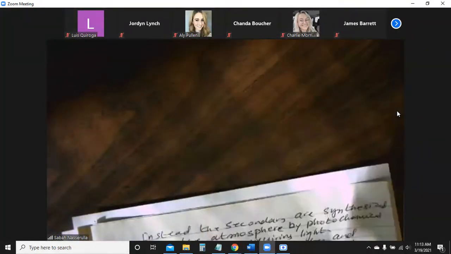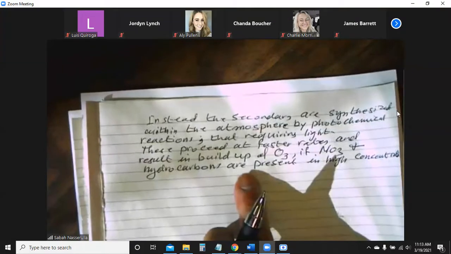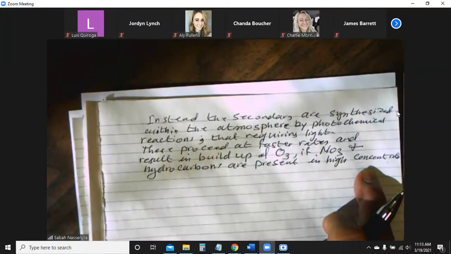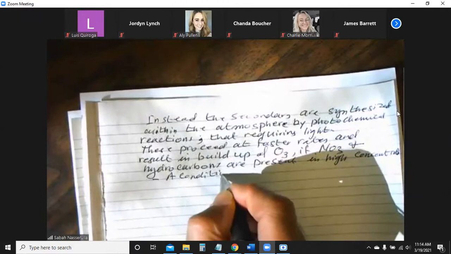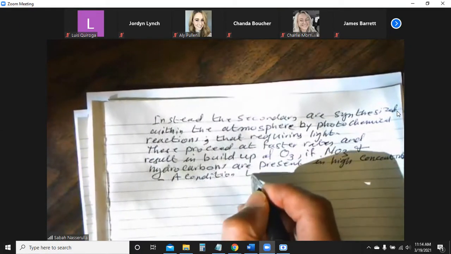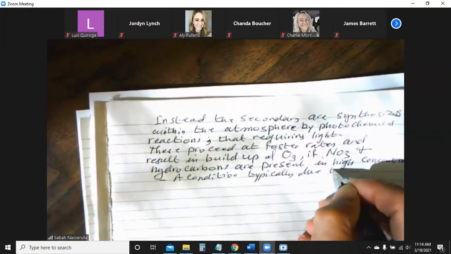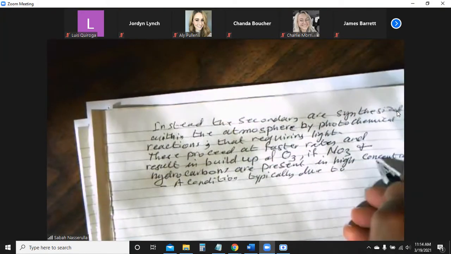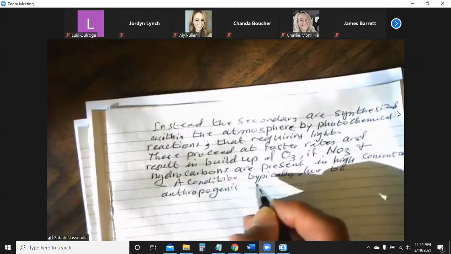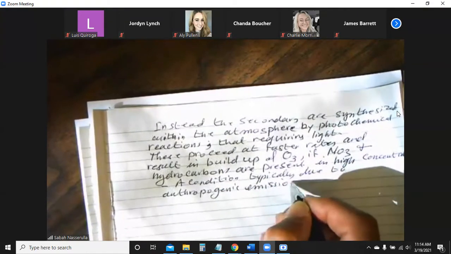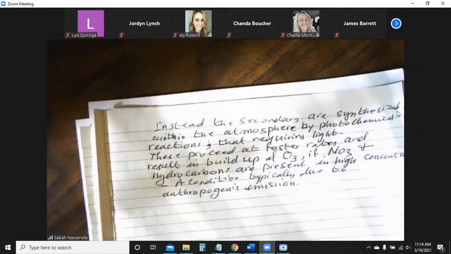As I mentioned to you, these are present in a high concentration, which is basically a condition typically due to anthropogenic emission. That's where, when you have the cars and other things, that would happen here, okay?